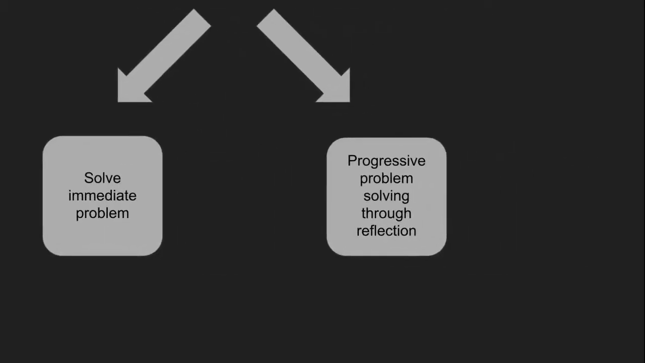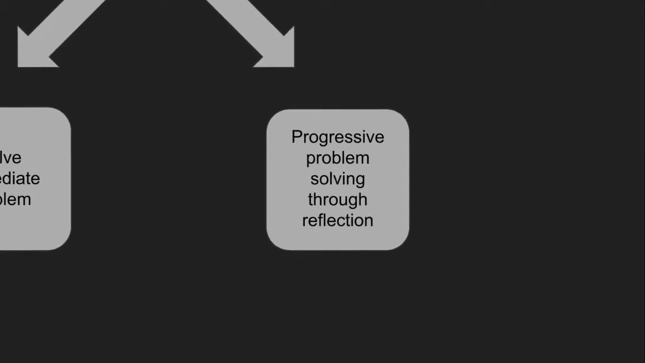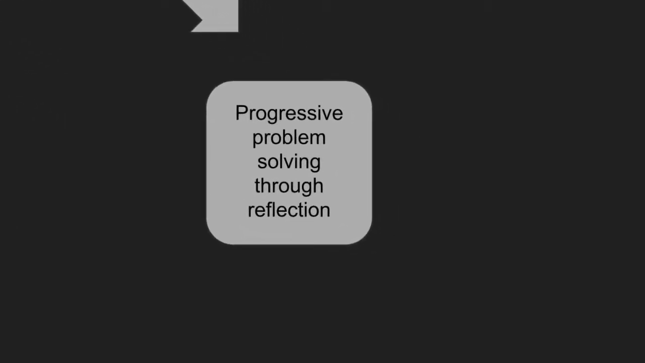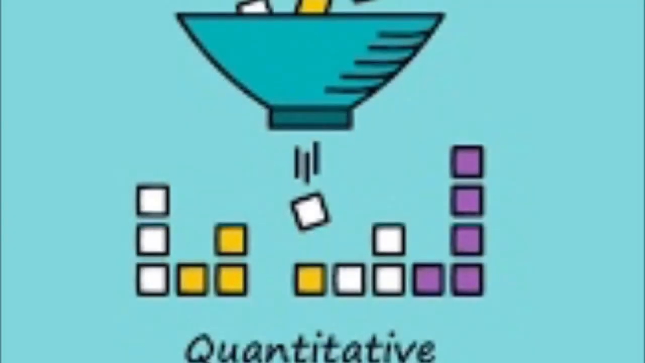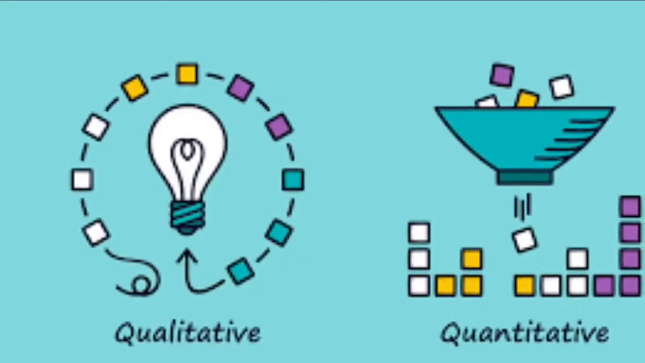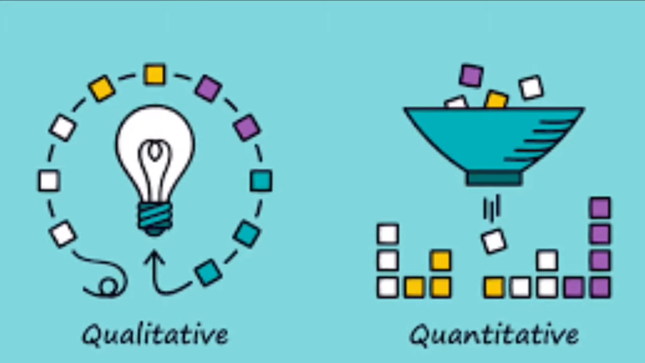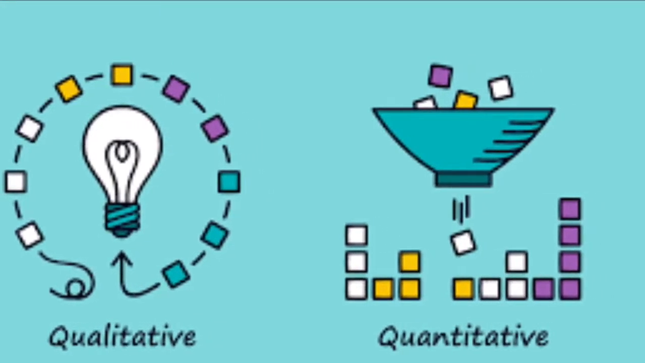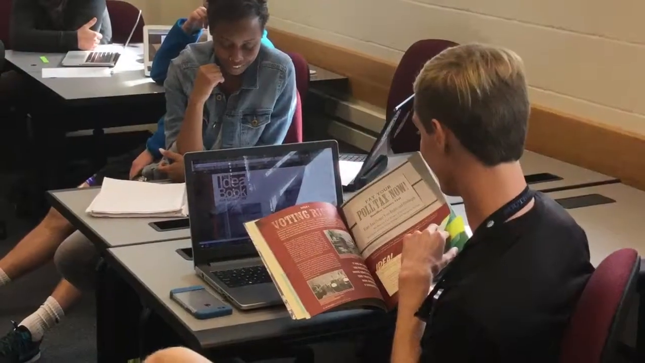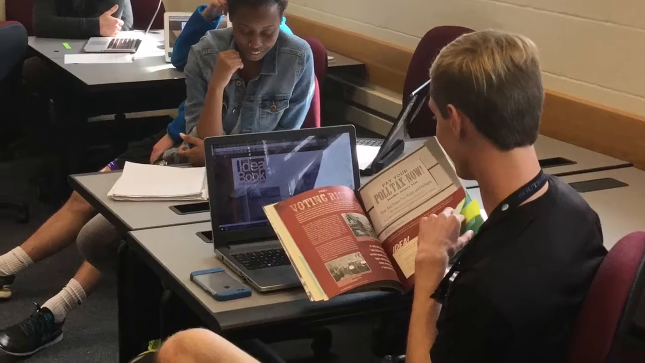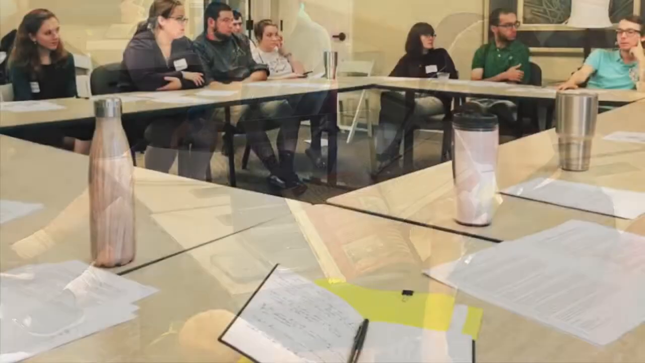The other type of action research is progressive problem solving through reflection. Whereas the first kind oftentimes is more quantitative, related to measurable things that can be tested and from which we can actually generate some numbers, some of these progressive problem solving action research studies through reflection are more qualitative, where we have more anecdotal evidence that we begin to pull and use. And this happens over a period of time. And in some cases, the two merge together.